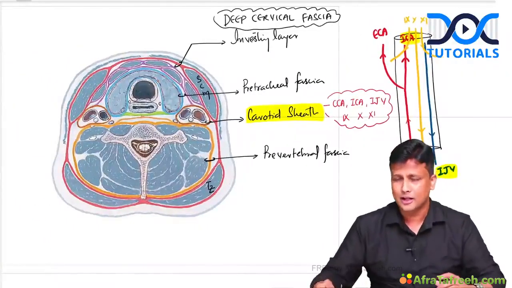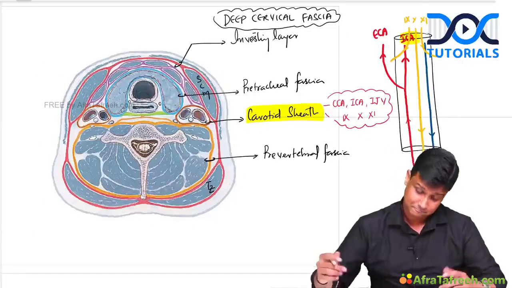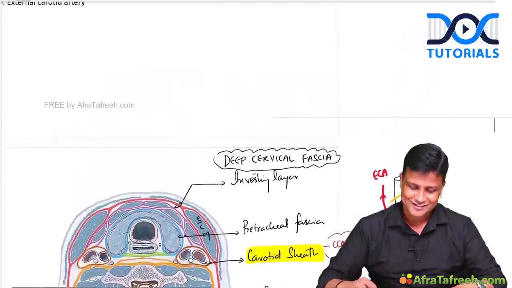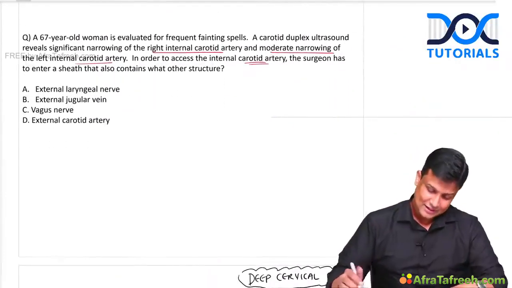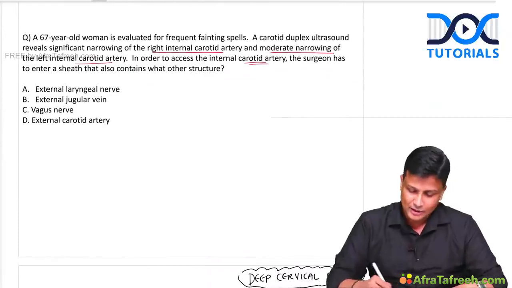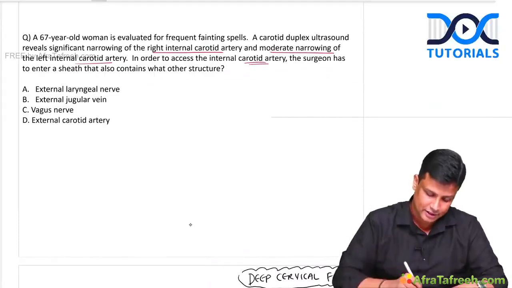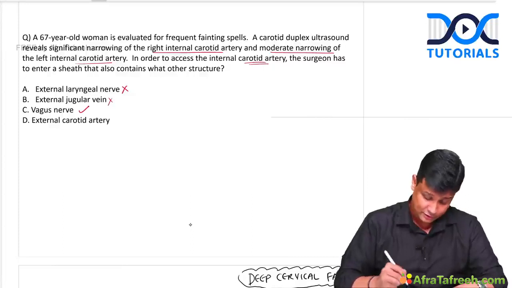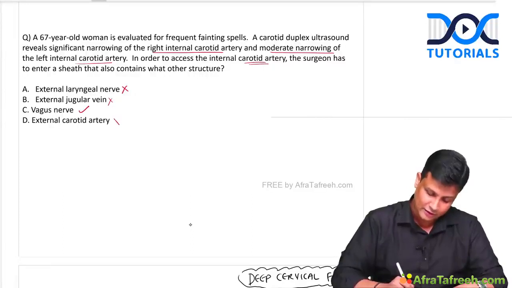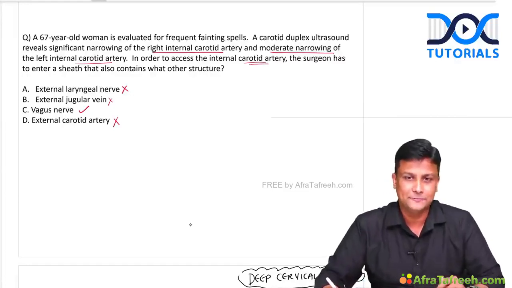Why? Because the carotid sheath is one of the hot favorite questions of your MCQ examiner. And yes, there are chances that it can even be asked in the form of a clinical question. So in order to access the internal carotid artery, the surgeon has to enter a sheath. Will that sheath also contain the external laryngeal nerve? No. External jugular vein? No. Vagus nerve? Yes, it is also present inside that. External carotid artery? No. It will immediately exit, guys. It is not a content.